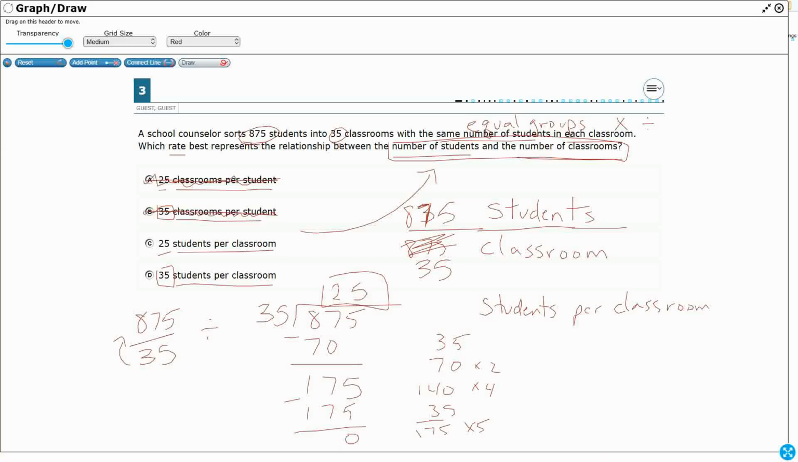And there we go. We've got 25 students per classroom. So 25 students per classroom. All right, so that is our answer, C.